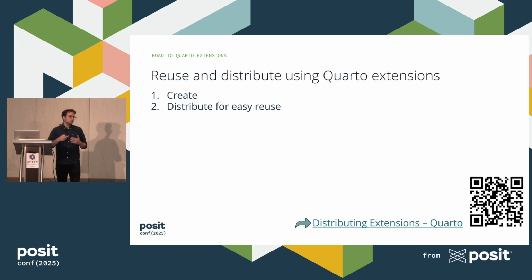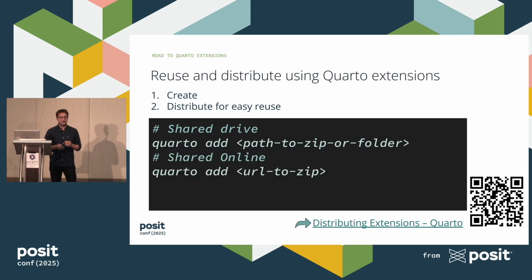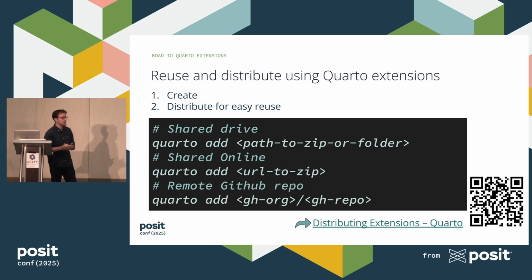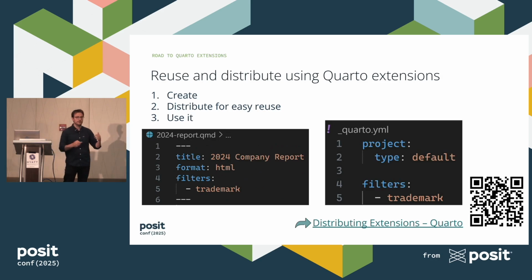And Quarto has a function to ease the distribution. This is the Quarto add function, and this function can work with extensions that are shared on a shared drive, for example, in your organization. It can work with extensions that are shared online as a zip at a URL. But the most common way to share an extension will be through a remote GitHub repo, and so Quarto add can also install from there. So that way, you have one place where you can put your extension with your filters that solve your problem, and then it can be reused across projects by just using Quarto add and then calling the filter in the same way as we did before, just naming the filter you want to use for either your document or the full project.